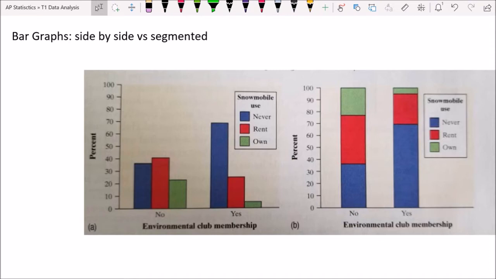And this is talking about people in the environmental club and whether they own a snowmobile, rent a snowmobile, or they never have used a snowmobile. And so we can see the data here, and here they're stacked. We call this a segmented bar chart. And notice both of them go to 100.